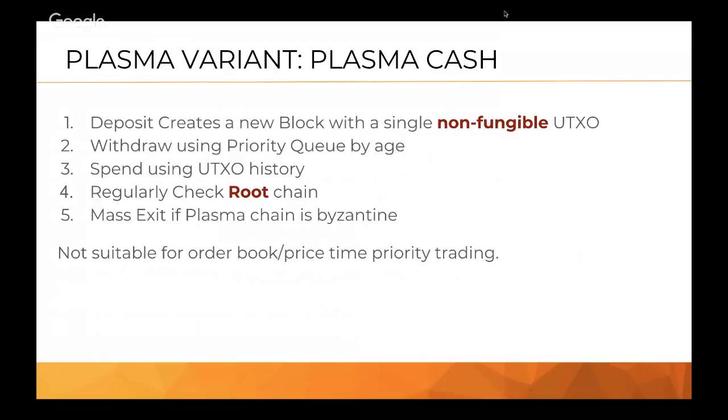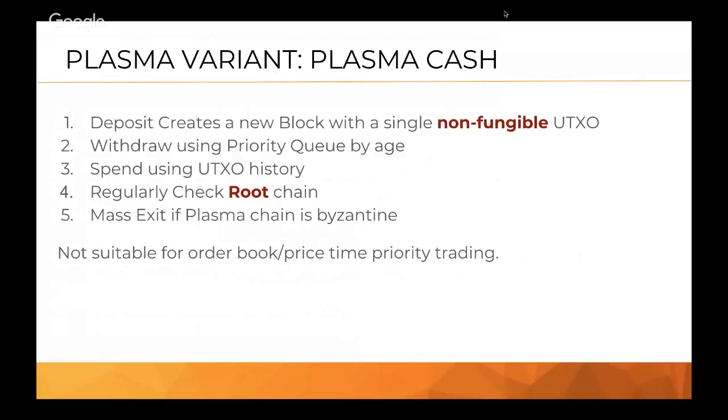There's another variant that people are working on right now that reduces some of these issues, called Plasma Cash. The key change here is that UTXOs are non-fungible. So you have outputs that are like 0.1 ether, 0.01 ether, and different denominations. They cannot be merged into one, and they cannot be split into multiple outputs. The advantage of this is that you only need to check the root chain to see if your particular output has been spent.